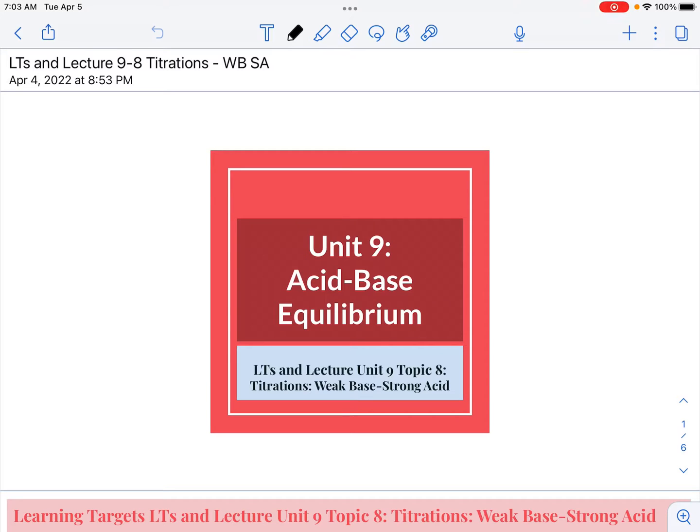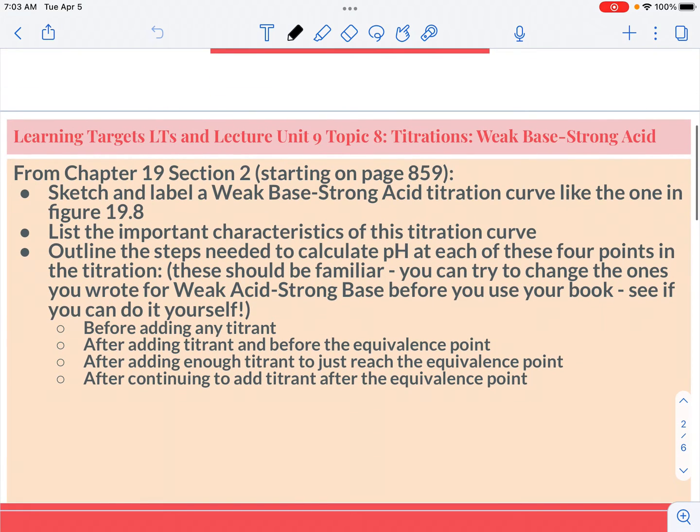This is lecture 9.8, the final lecture in our acid-base equilibrium unit, and is kind of an adjustment from lecture 9.7, which was weak acid, strong base. This is weak bases, strong acids. The learning targets are kind of short, and you can probably get a pretty good foundation just from comparing what would change between weak acid and strong base titrations when you start with a weak base and titrate with a strong acid.